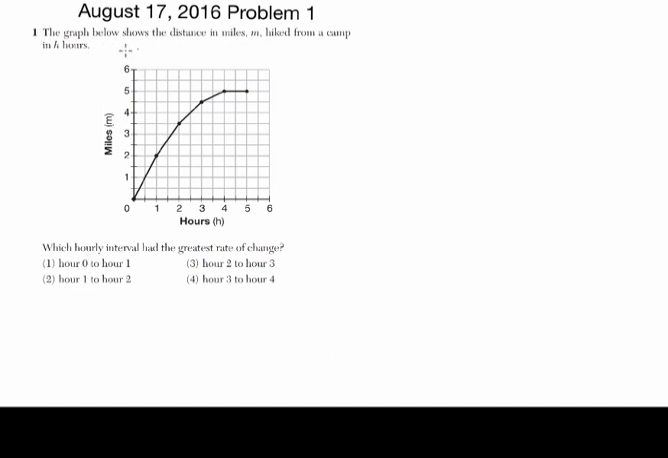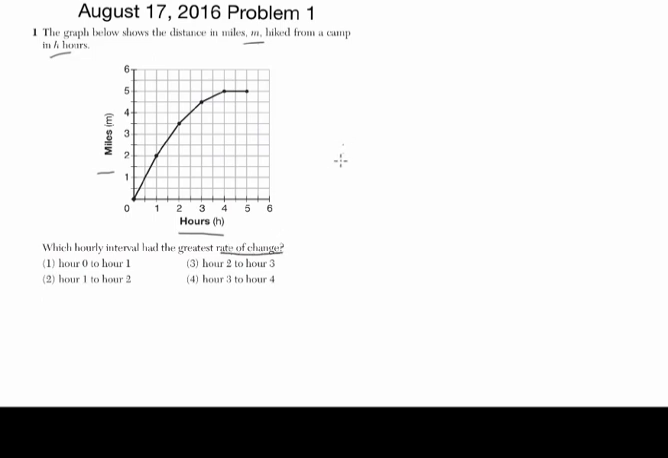Basically, we're looking at a graph. It says the graph below shows the distance in miles m hiked from a camp in h hours. We always need to look at our axes so we know what the graph is talking about, including the units. So this is saying it's in miles, which is on the y-axis, and hours, which is on the x-axis. We have here, it says, which hourly interval had the greatest rate of change?